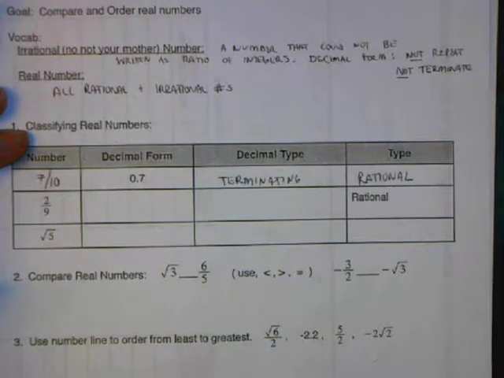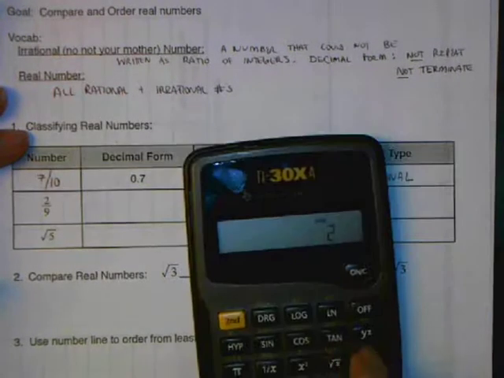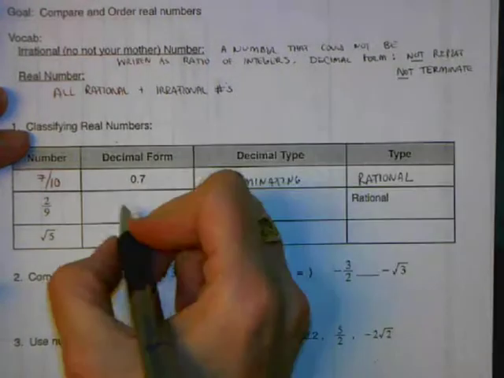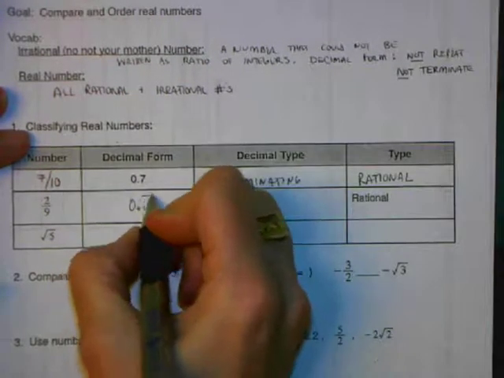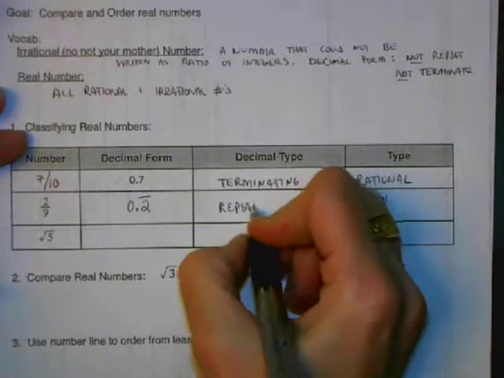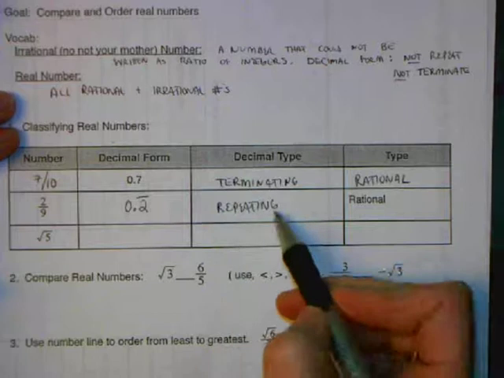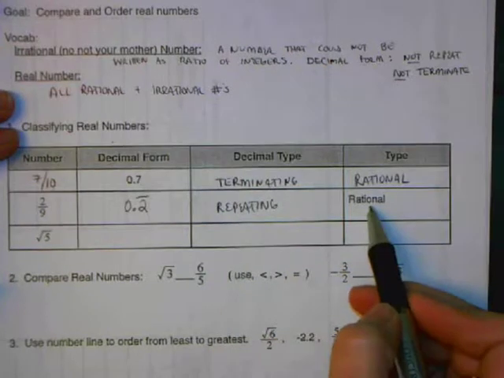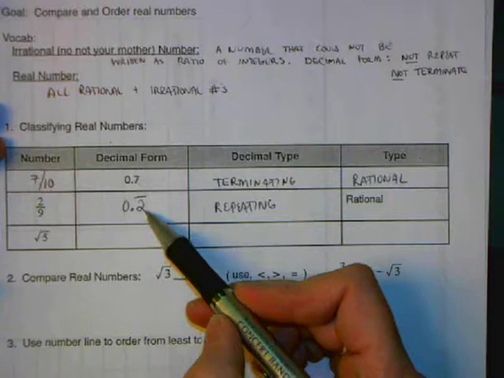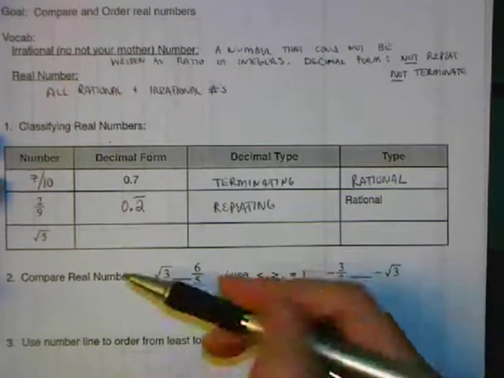Next, I have 2/9. If I take 2/9 and I want to write it in its decimal form, 2 divided by 9, I get this repeating decimal. I get 0.2 repeating. So the decimal type for this one is repeating. Anything that is a repeating decimal is also rational. We learned in a previous section how to take a repeating decimal and turn it back into a fraction. It was a fairly complicated process, but we learned how to do it.